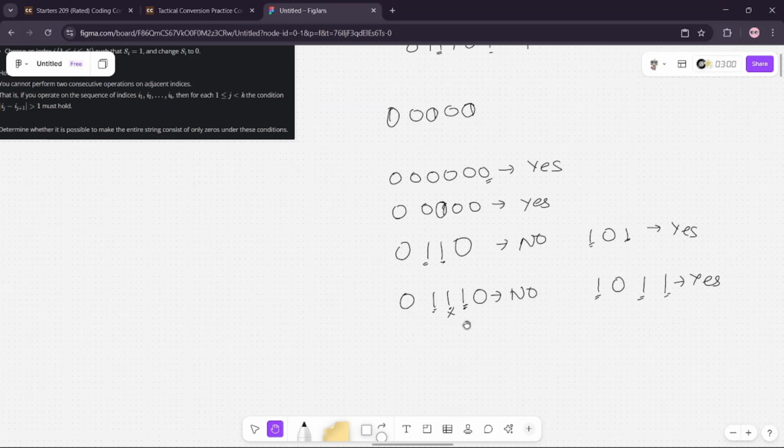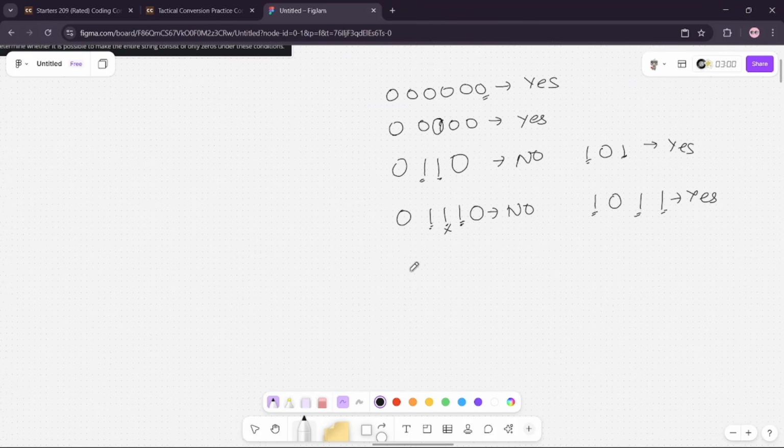Now let's say there are four ones that are consecutive to each other: one, two, three, four. I can choose this index first, next this index, next this index, next this index. So the answer will be yes. Now if I have five ones, I can choose this index first, this index next, this next, and this next. So the answer will be yes. Now if I have six ones, I can choose this first, next this, and this, and this.